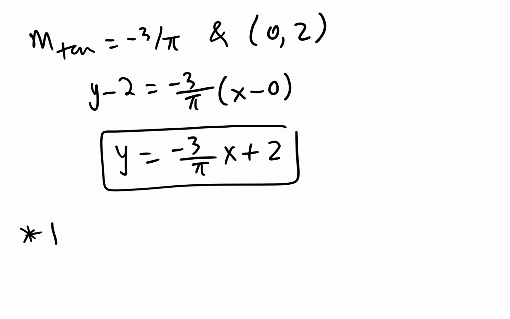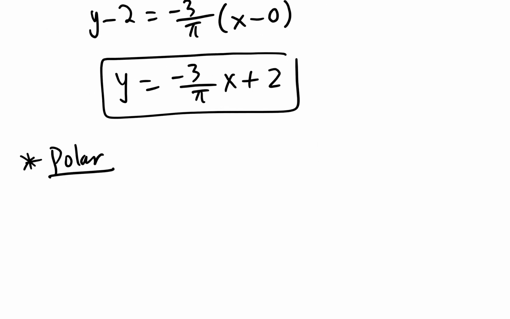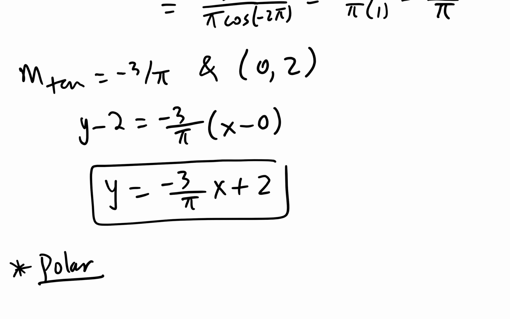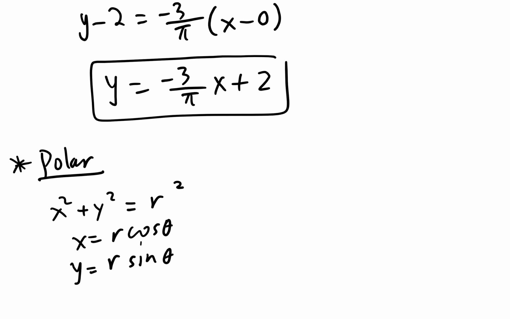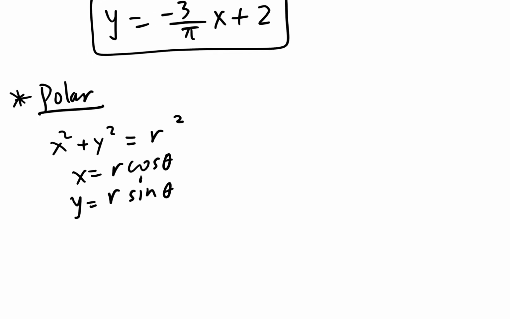For polar coordinates now, first thing in polar, good to know the relation between polar and rectangular. x squared plus y squared is r squared. x equals r cosine theta, y equals r sine theta. And tan theta is y over x.